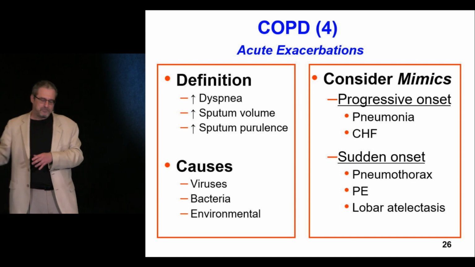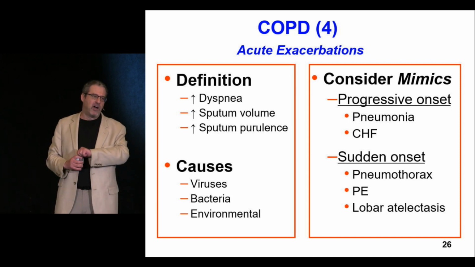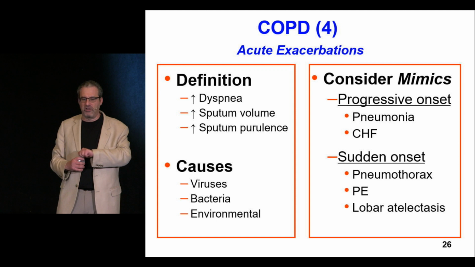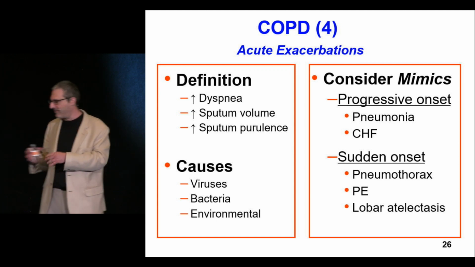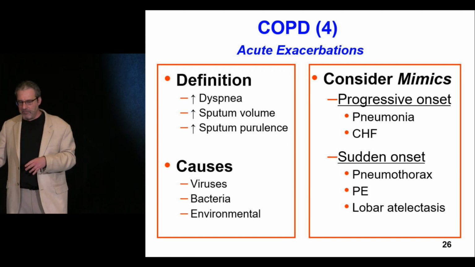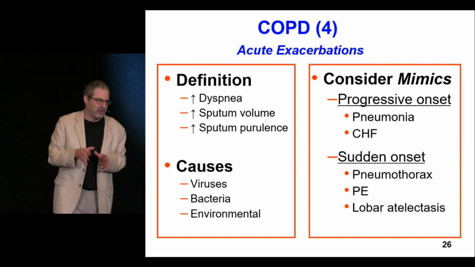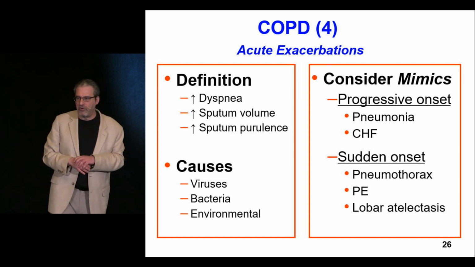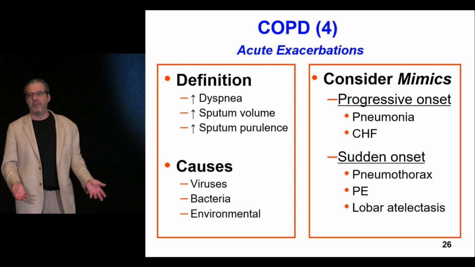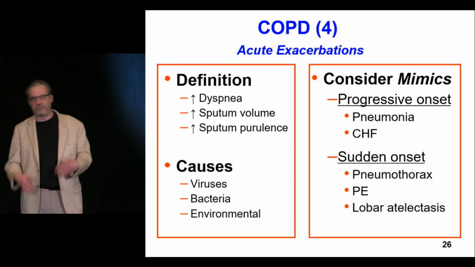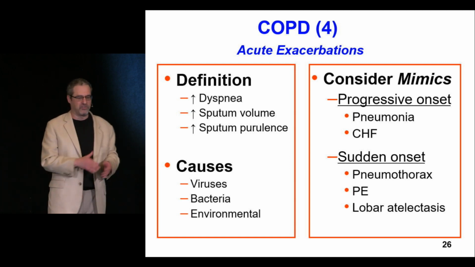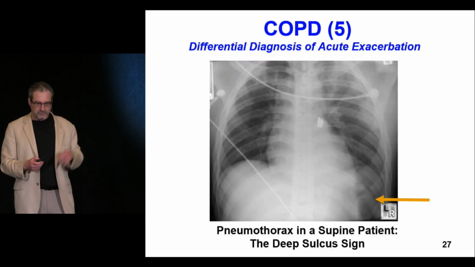Basically, the sudden onset is the thing that most should alert you to the fact that they're dealing with something like pneumothorax, PE, or lobar collapse. I'm going to show you some pictures of this to make it straightforward. But that's your key job when there's a COPD exacerbation. He's worse, he says he's worse, he's got sputum, is to make sure that one of these other things isn't going on. So we're going to go through that.